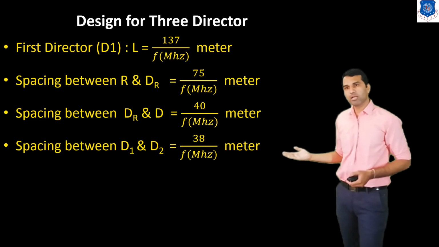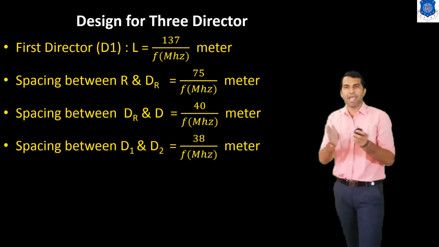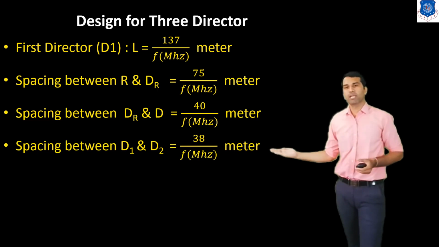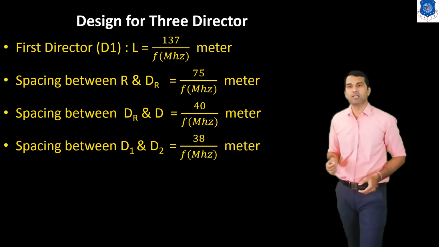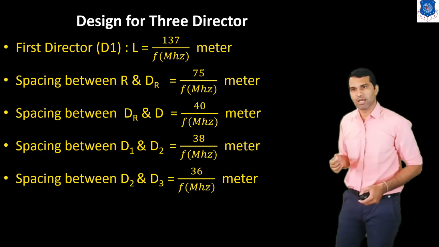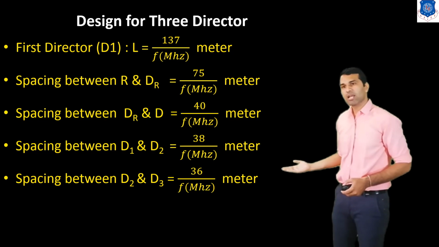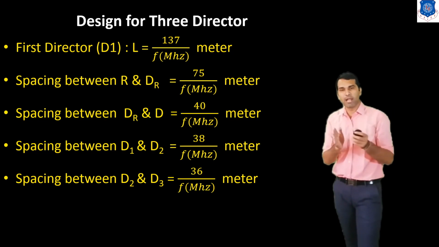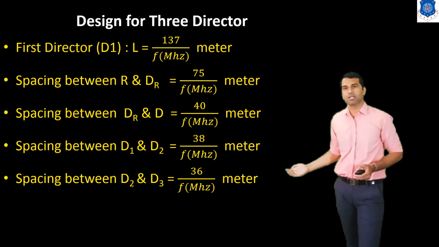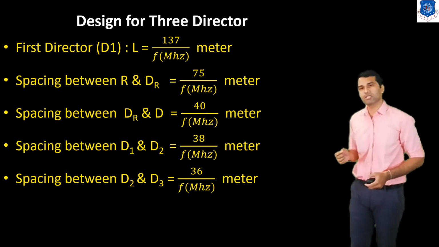Also we have to calculate the spacing between director 1 and director 2. So we can calculate by using this equation, 38 upon frequency in megahertz. And lastly, we calculate the spacing between director 2 and director 3 by using this equation, 36 upon frequency in megahertz.